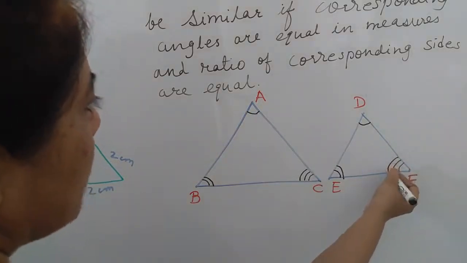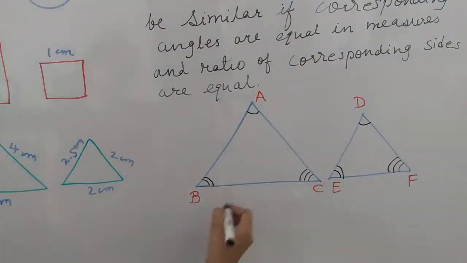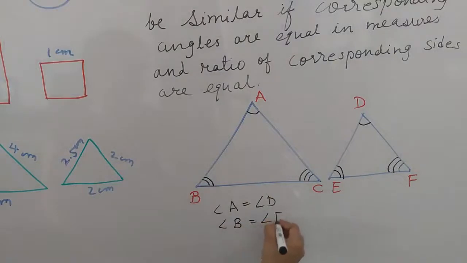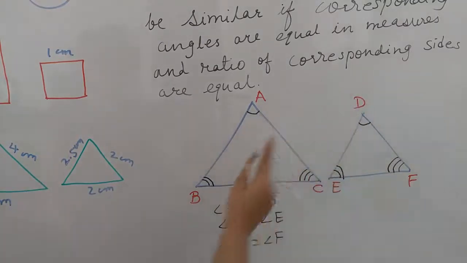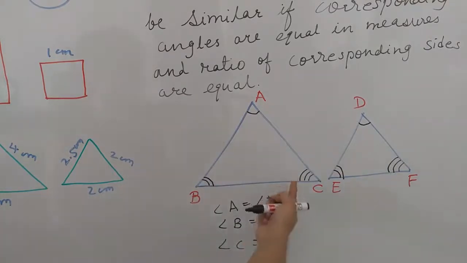So here I can write angle A equals angle D, angle B equals angle E, angle C equals angle F. Equal means if it is 30 degree, this is also 30. If it is 50 degree, this is also 50. And if it is 100, this is also 100. This is one example I am giving, not actually 30, 40 and 100.